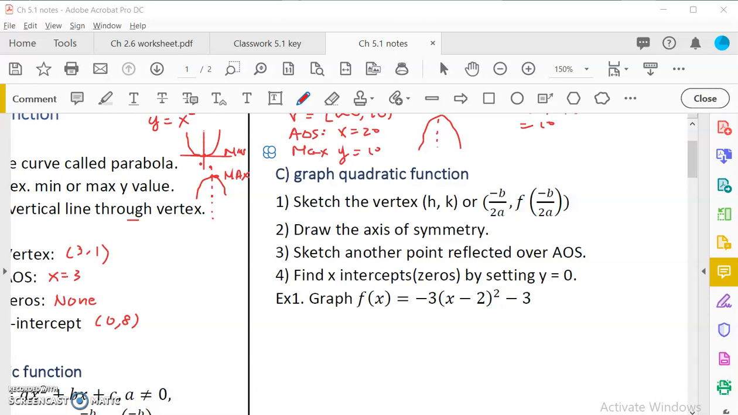Hello College Algebra student, this video is for chapter 5.1 part 2. We'll learn how to graph a quadratic function, as well as, if someone gives you a graph, how to write the equation out.